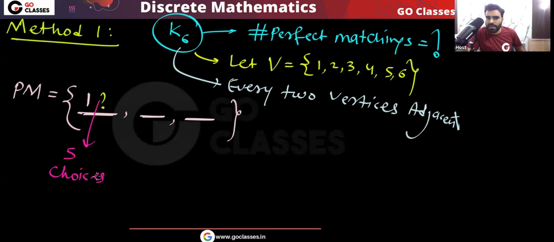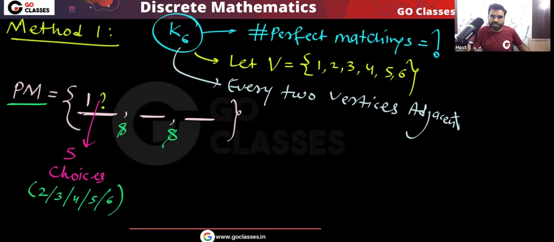Very simple. Once you have fixed a choice, remember we need to do this work also, this edge also, and this edge also, because a perfect matching will have exactly 3 edges. Now focus on this work. I am finding the partner of 1. For the partner of 1, there are 5 choices. What are they? Either I can take 2, or 3, or 4, or 5, or 6. Now, once I complete this work, let's assume that I have taken 3.